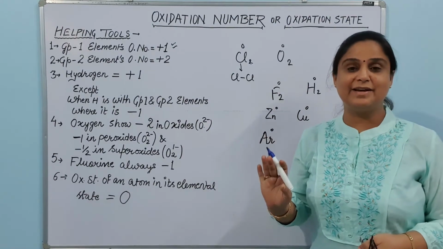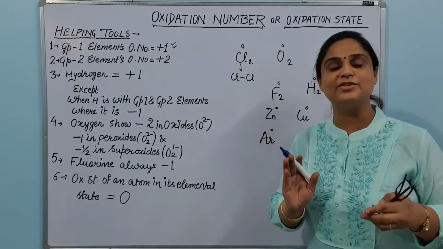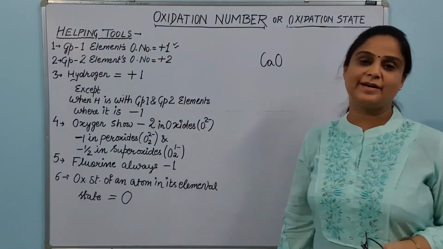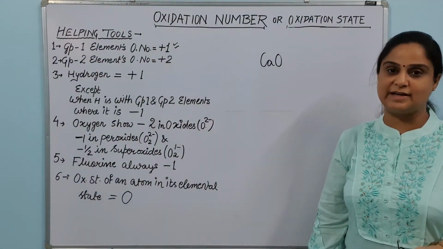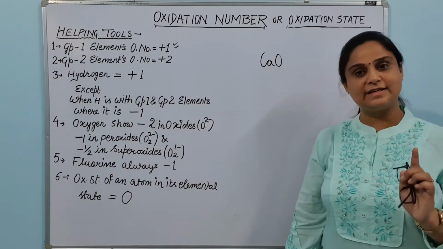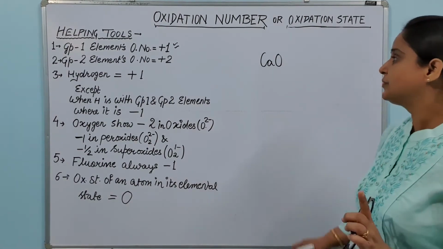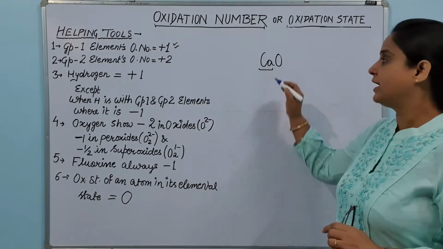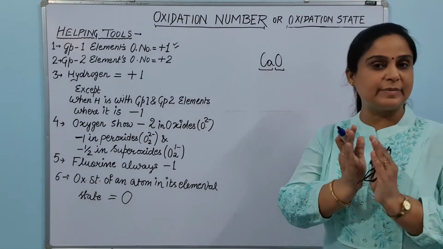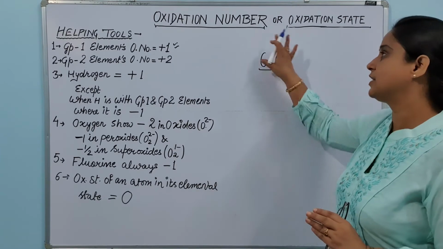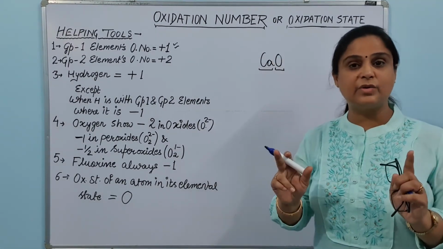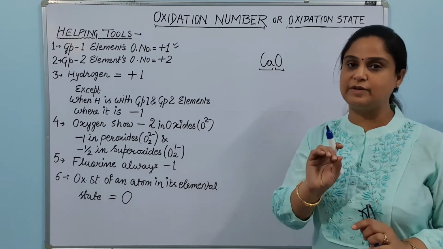Now we are ready to calculate the oxidation state of various elements in the compounds. So here I am having a compound, calcium oxide. How to calculate the oxidation state? Let us first understand that. Do remember, whatever is the charge on this calcium and whatever is the charge on this, both of them are combining, so overall charge we are not having on this molecule. So the overall charge of all the oxidation states in a molecule will always be 0.